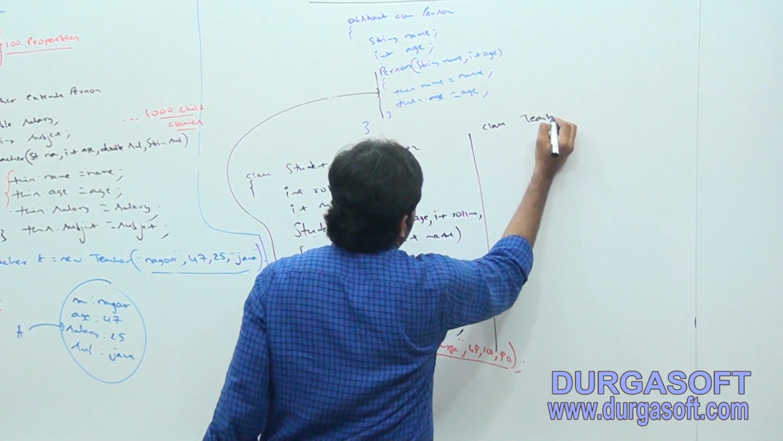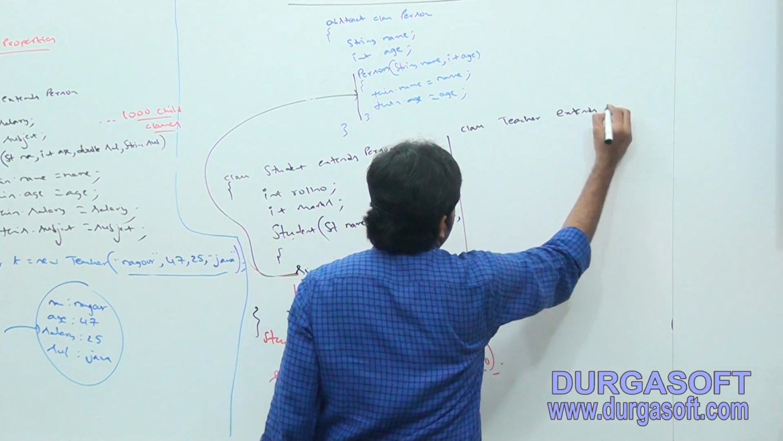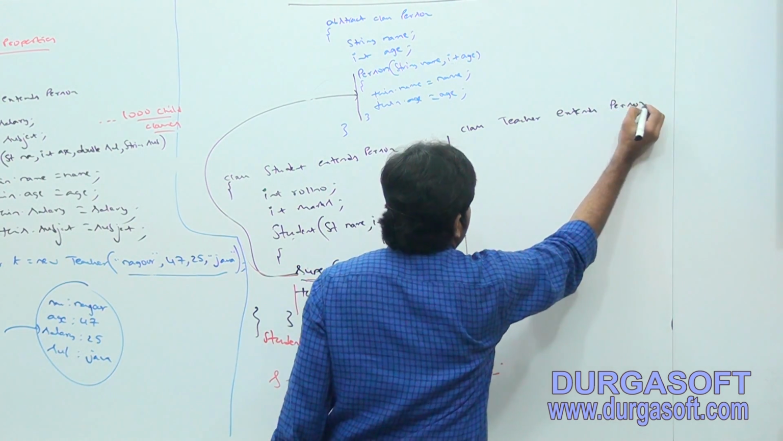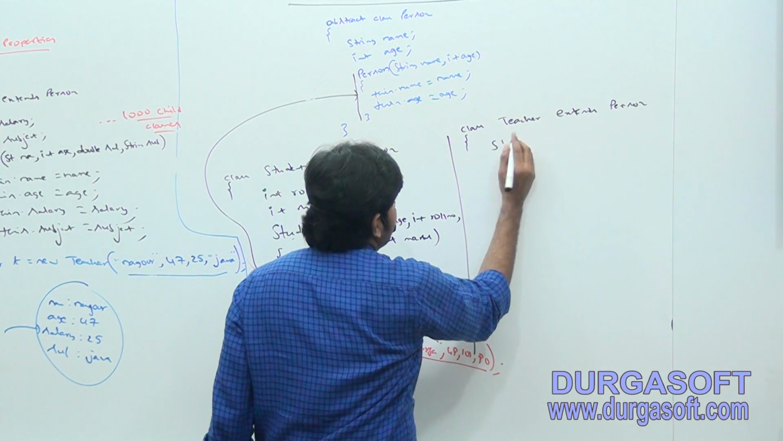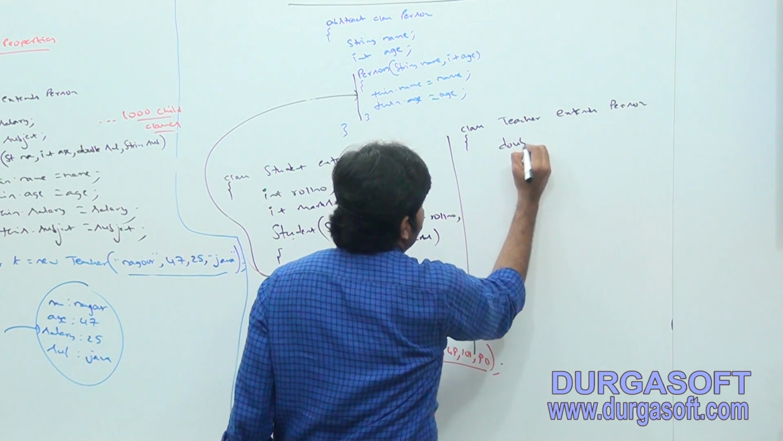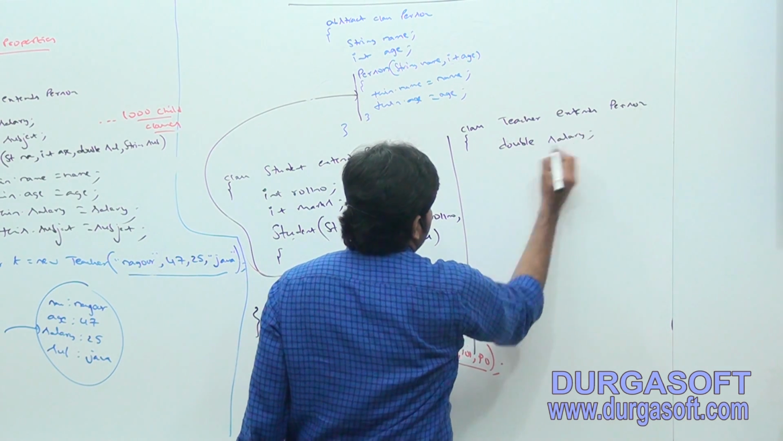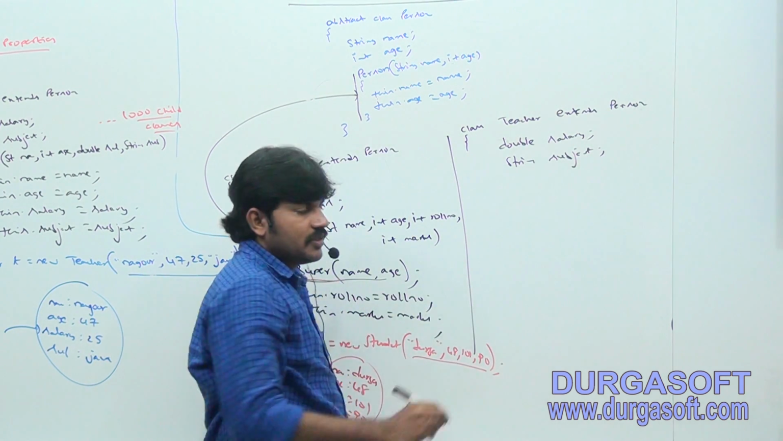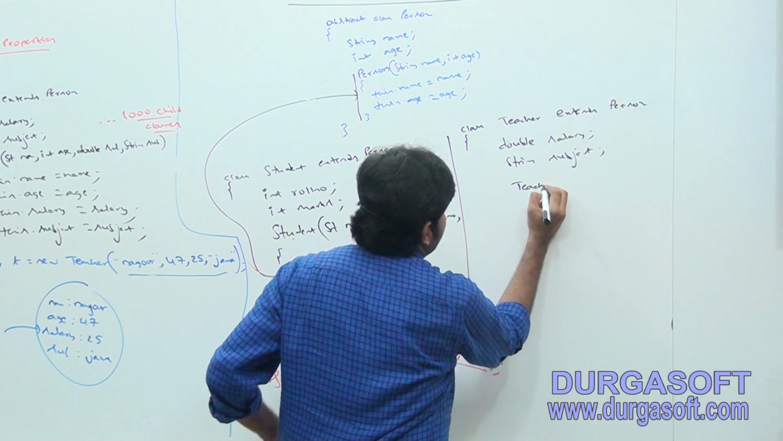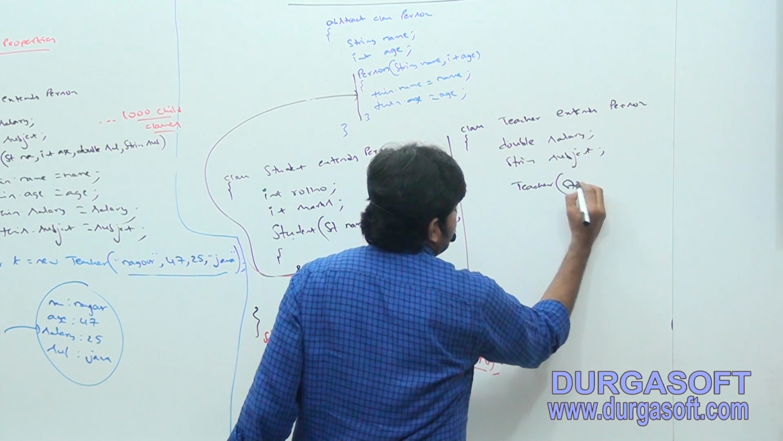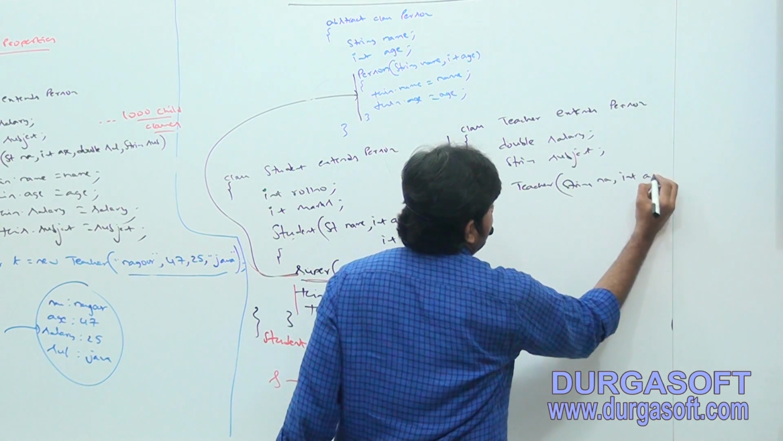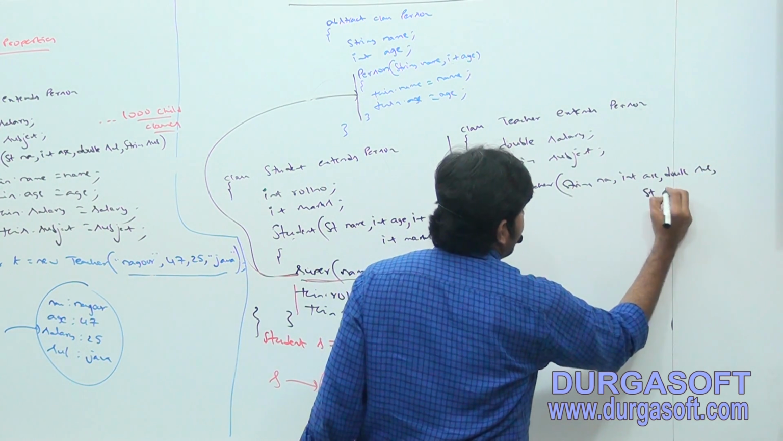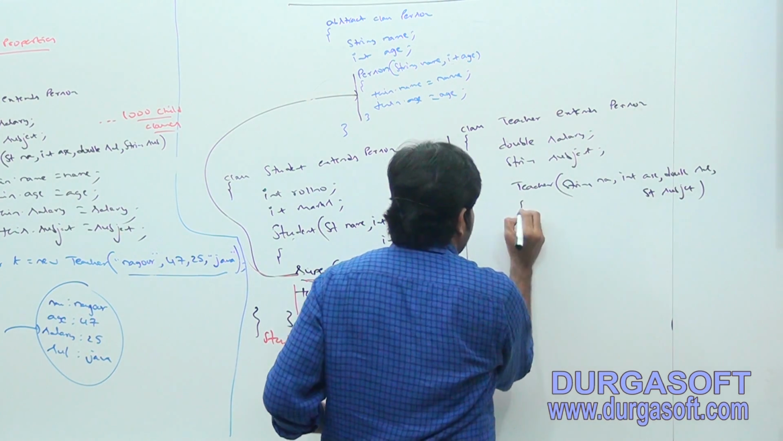Class Teacher extends Person. Now here I am taking, can you spell out the Teacher properties, sir? Double salary, next String subject. Here we have to take Teacher of String name, int age, double salary. What is the next one? String subject, like this.